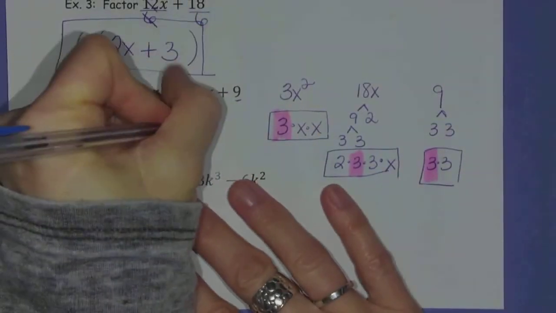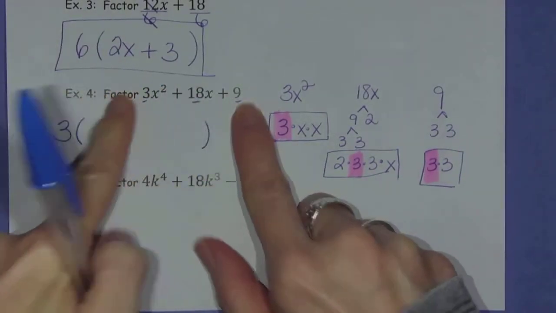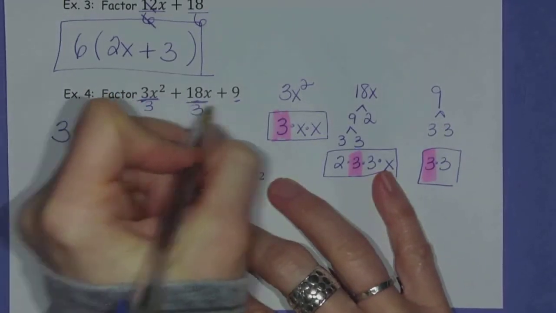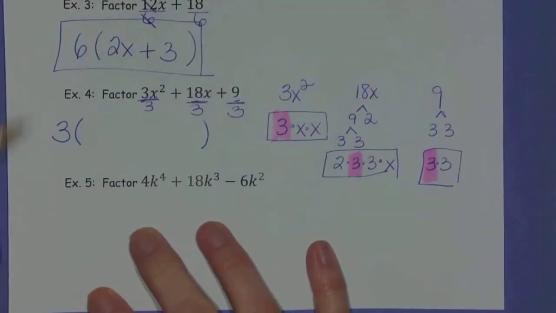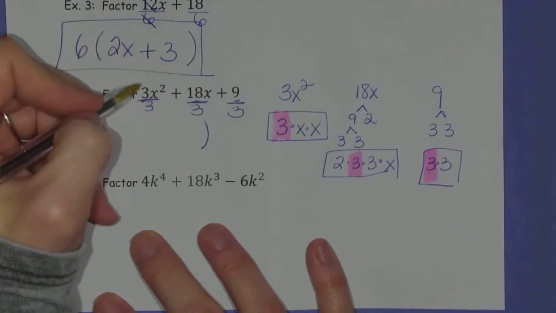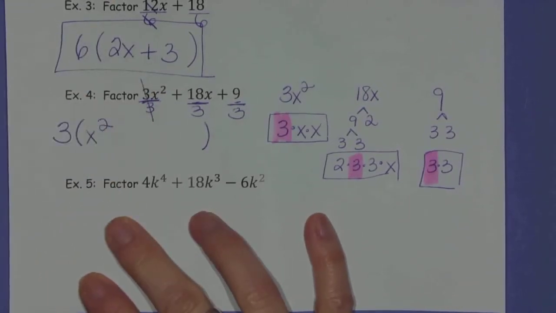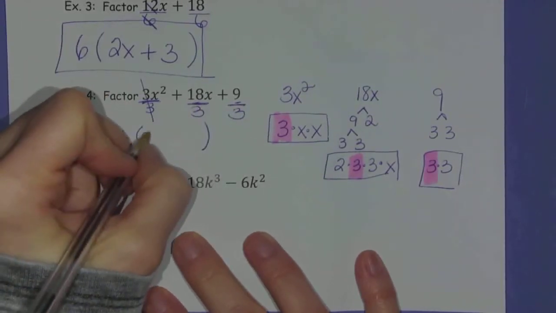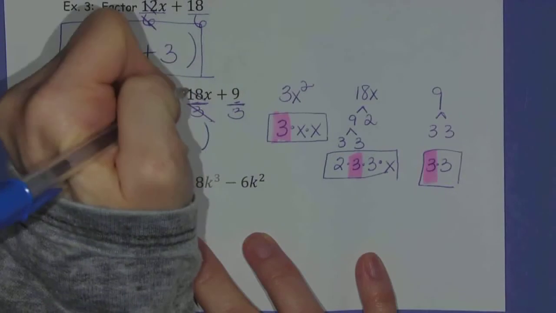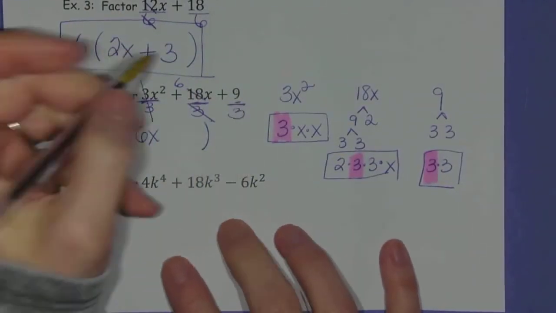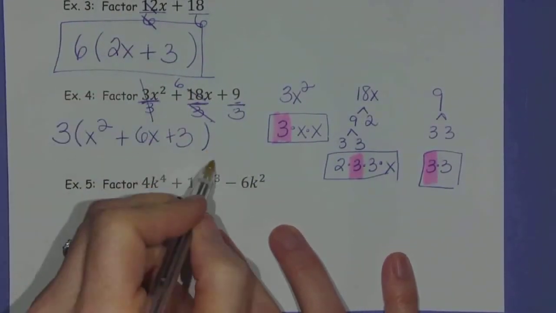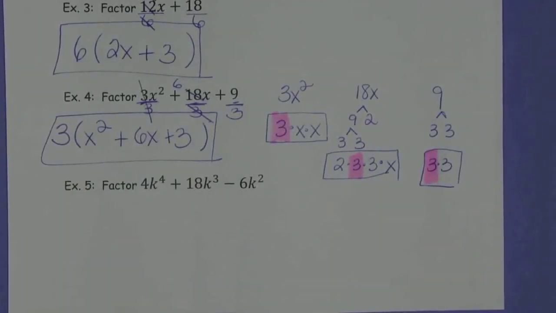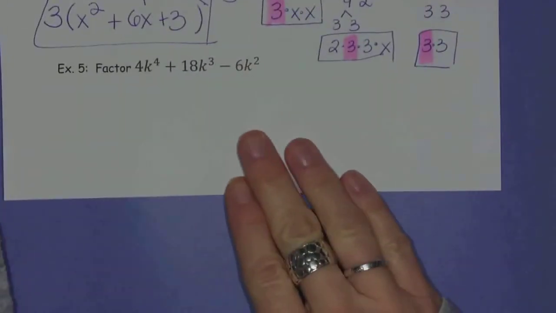Now open the fridge, make it a little bit bigger fridge because you got 3 terms now, and divide each term by the GCF. Okay, so 3x squared divided by 3 is x squared. Plus 18x divided by 3, that's 6x, because 3 goes into 18 6 times. And finally, 9 divided by 3 is 3, and that is the factored version of that polynomial. Okay, one more to go and we're done.